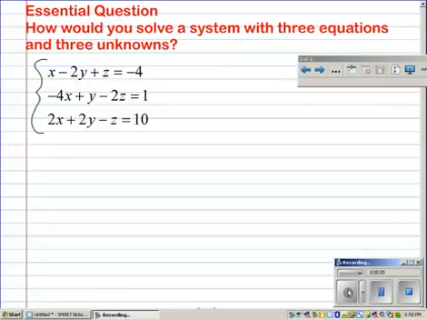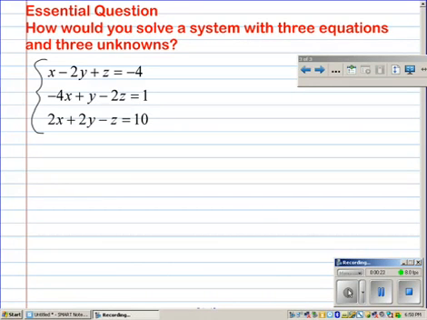How would you solve a system with 3 equations and 3 unknowns? Now this is the same type of problems that we were dealing with yesterday, except yesterday we did mainly elimination. Today I'm going to show you how you would use substitution. You do not have to use substitution. You can do elimination if it works better for you.